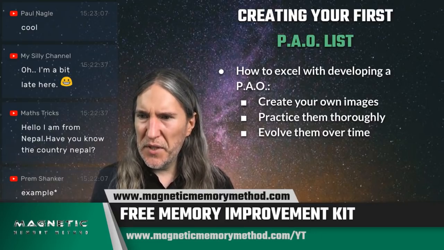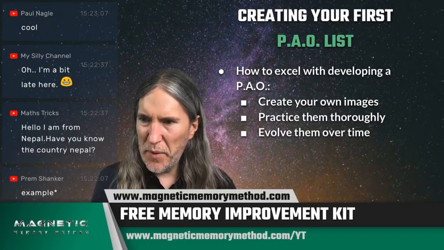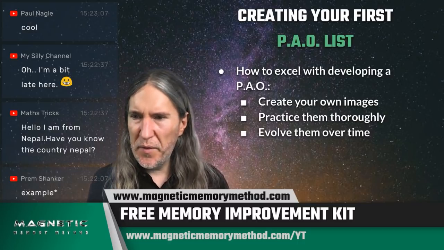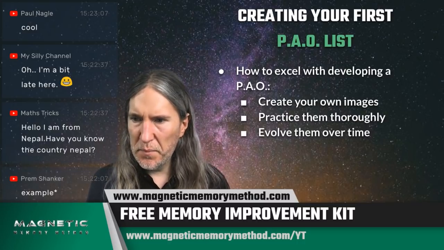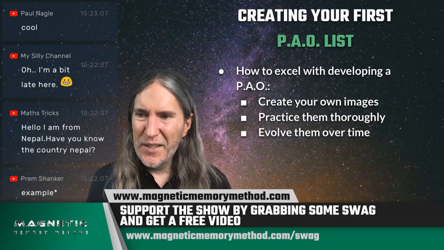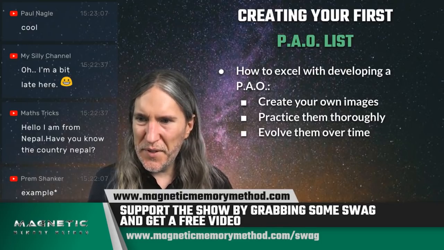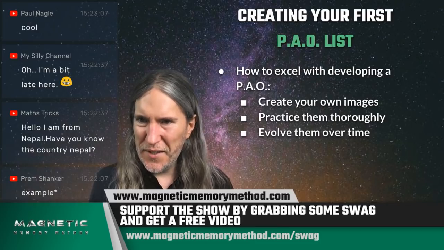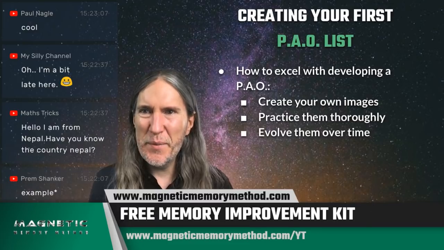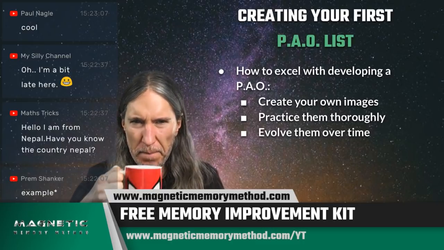But let me catch up with some of the chats here. Prem says he would like an example. Mathtrix says, I'm from Nepal. Have you known the country Nepal? I know of the country Nepal. I've never been there, but it looks like a great place. My Silly Channel says, I'm a bit late. No problem, Silly Channel. We'll catch up with what you might need. Prem says examples. Again, twice. Okay, well, we need more than one person who wants these examples. Rishi is here from India. Great, great. And Paul says, cool. All right.